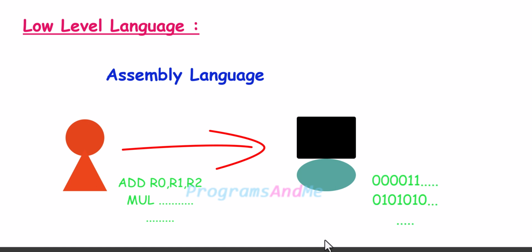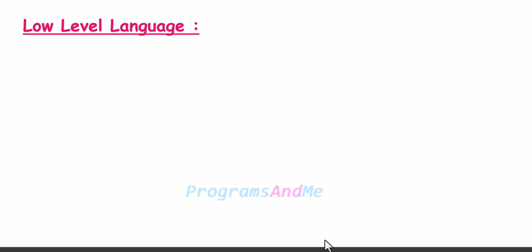And to convert this assembly-level language to machine-level language, we can use assemblers. And these low-level languages are machine-dependent. They are not portable. Okay, so this is about the low-level language. Next, let's talk about high-level language.